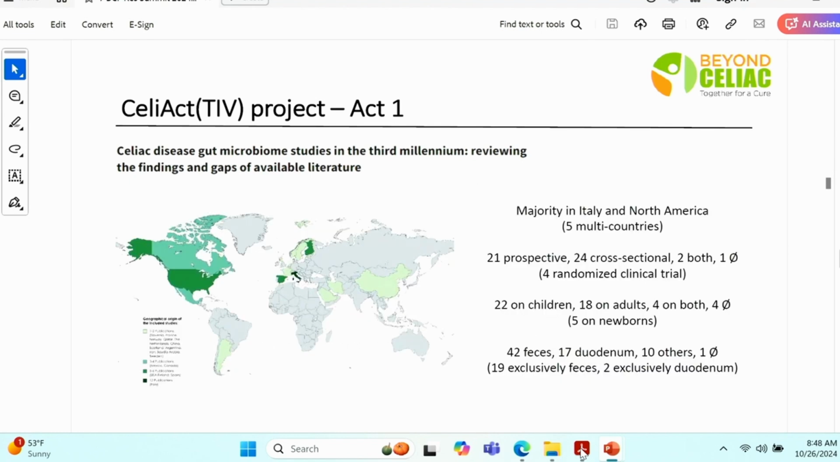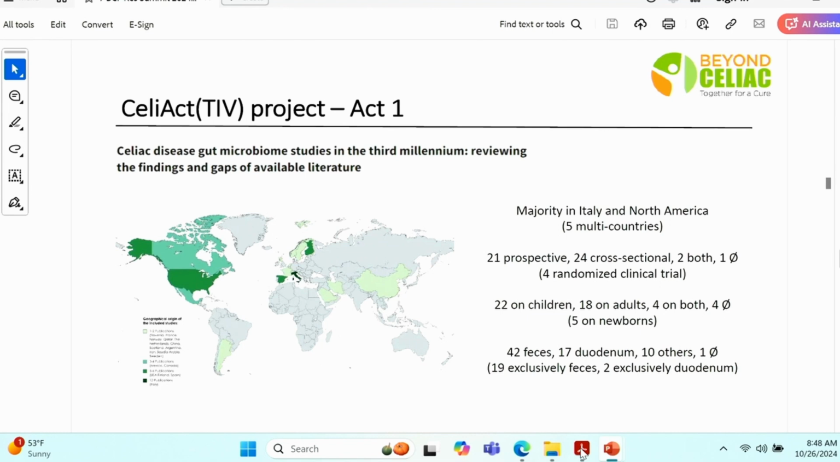Of course, I'm not going to dwell much on the work of other colleagues, just a brief introduction. The majority of studies are currently being made in Italy and North America. After Italy, we have Finland, Spain, and the United States as the countries with more research going on in gut microbiome and celiac disease.